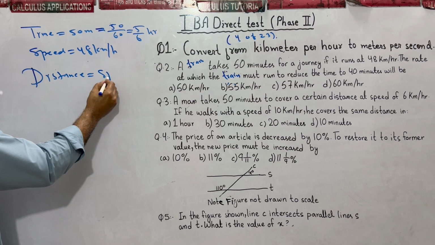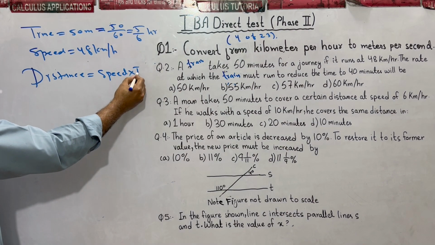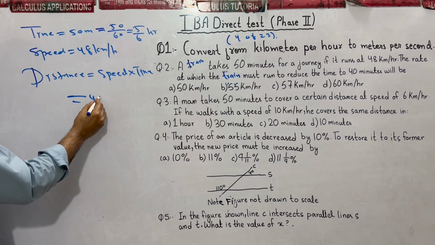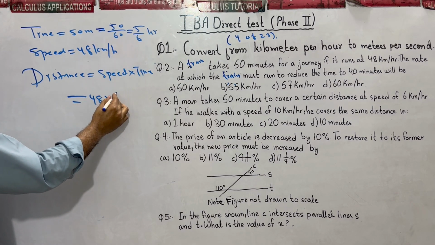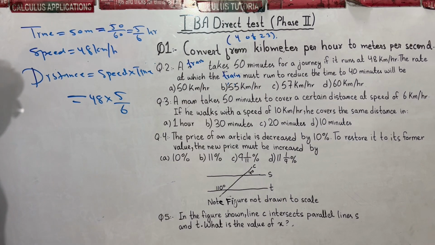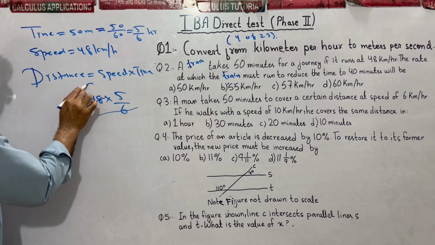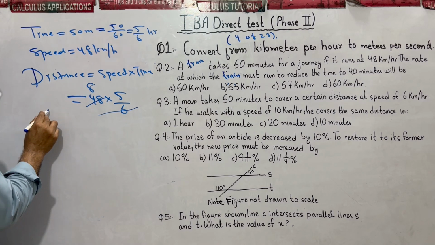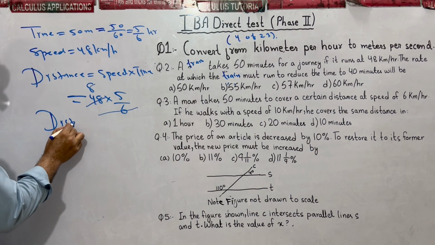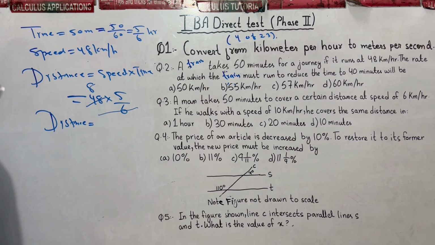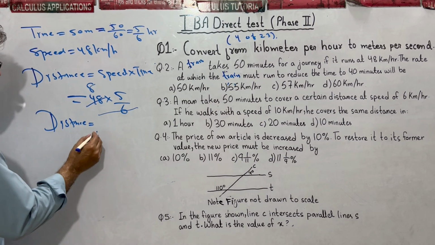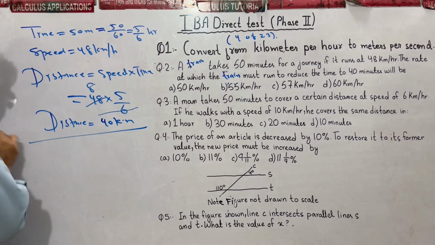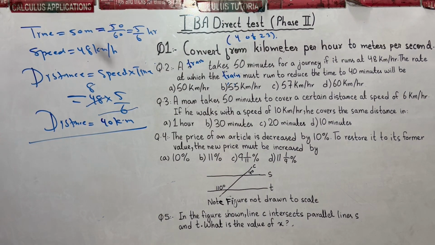Distance is equal to speed times time. I have speed 48 and time is 5 over 6. Applying table of 6, 6 times 8 is 48. So the distance covered by the train in 50 minutes or 5 over 6 hours is 8 times 5, 40 kilometers. 40 kilometers.